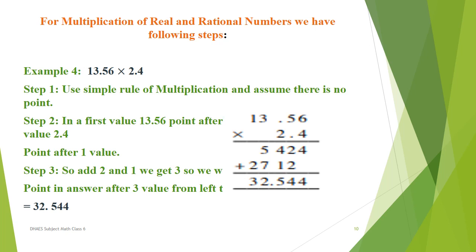You start to count from right to left in the answer. From right to left we have first value is 4, second value is 4, third value is 5. So we write point after 5. So we get the answer, that is 32.544.